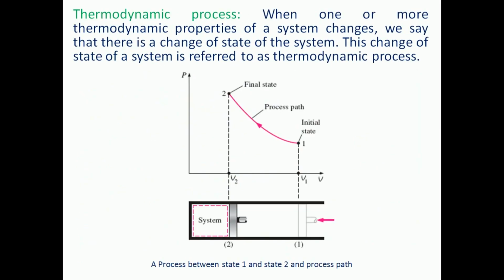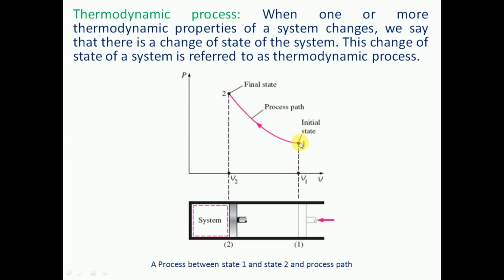Next, we will define the thermodynamic process again. When one or more thermodynamic properties of a system change, we say that there is a change of state of the system. This change of state of the system is referred to as a thermodynamic process. Here, with an example, the initial state 1 is represented by the volume V1 and the pressure P1. By these two properties it is represented.